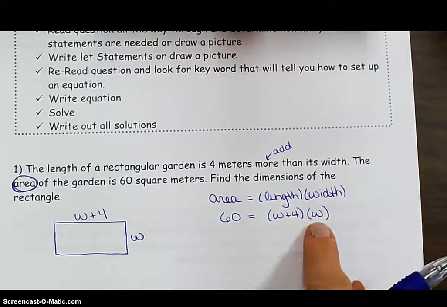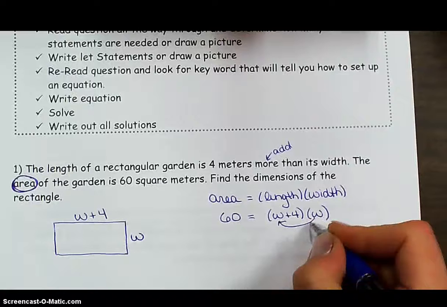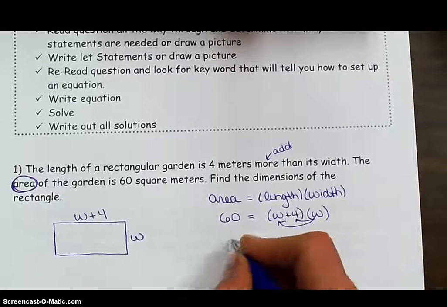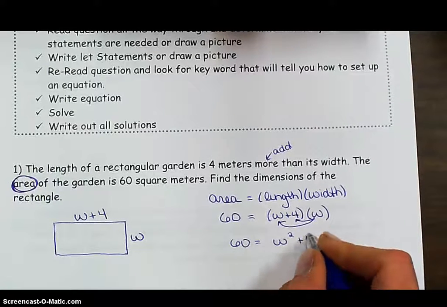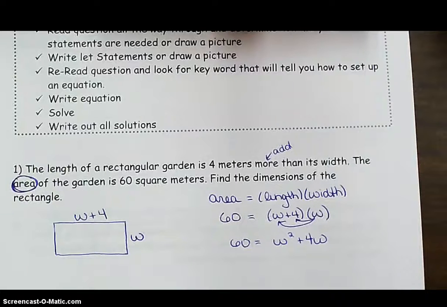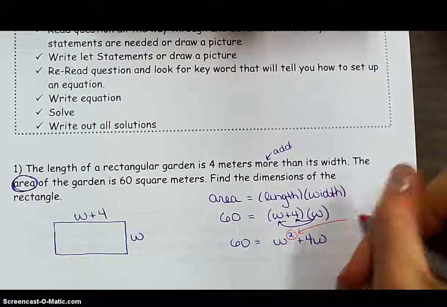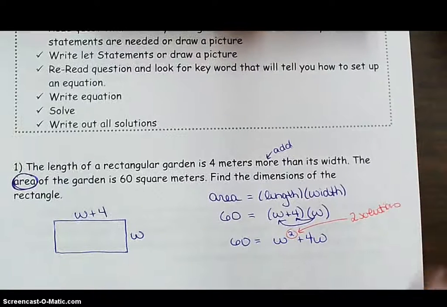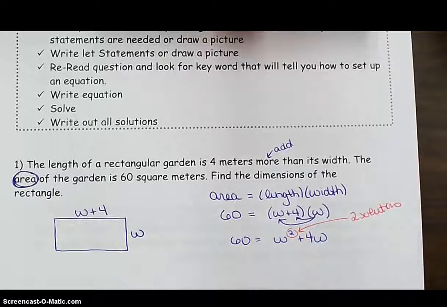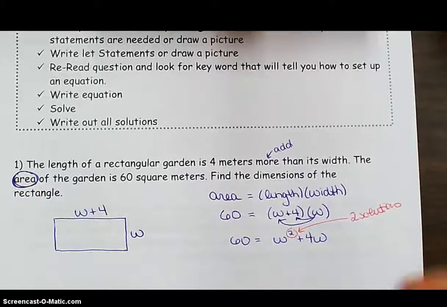So over here, if our parentheses are touching, we're going to multiply. So I'm going to distribute the W into the parentheses. So we're going to get 60 is equal to W squared plus 4W. And look at that. My W is to the second power. If it's to the second power, that means you're going to have 2 solutions. All right, so remember, if you have 2 solutions, we're going to set this whole thing equal to 0 because then we can factor and solve.